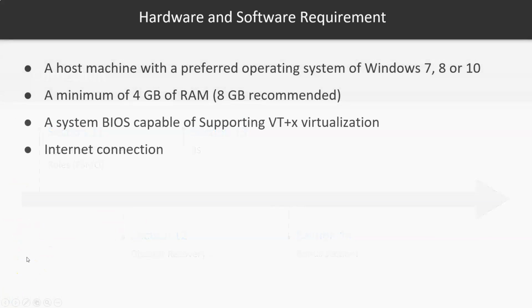As a minimum, you should have a host machine with a preferred operating system of Windows 7, 8, or 10, though you can use a Mac or even a Linux machine. But Windows operating system is the preferred host machine for this lab environment. You should have a minimum of at least 4 gigabytes of RAM, though 8 gigabytes is preferred. When you're running more than one virtual machine on top of a host operating system, things can get pretty slow with just 4 gigabytes of RAM.